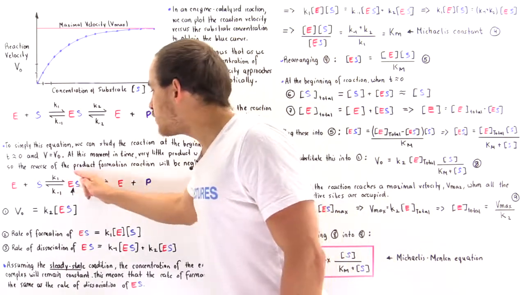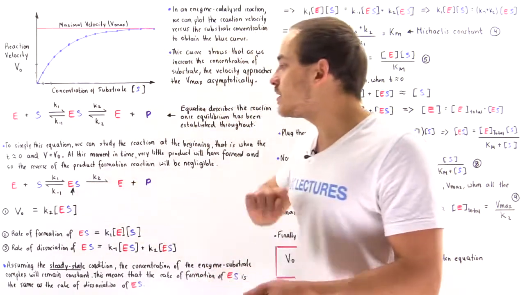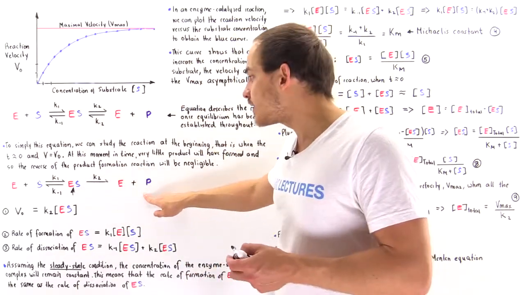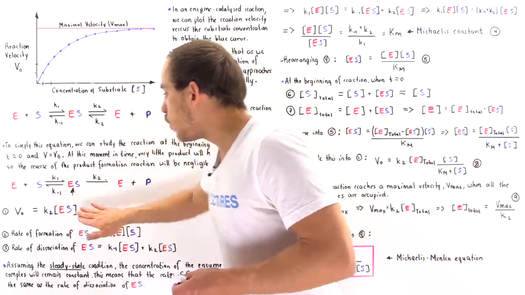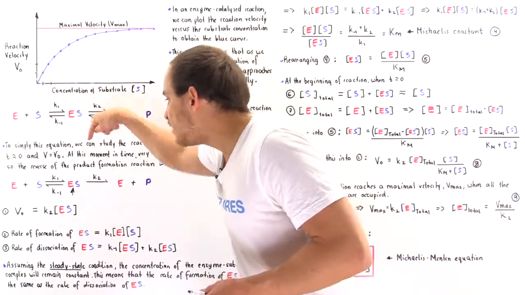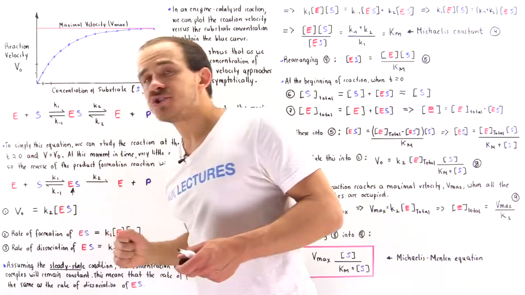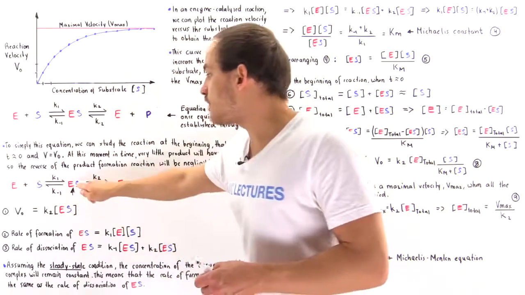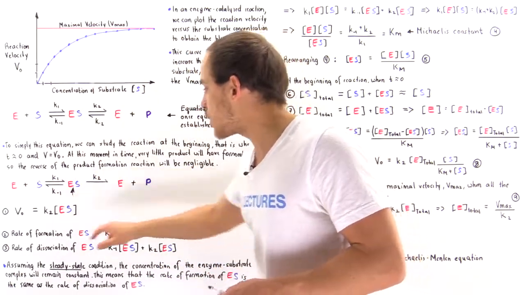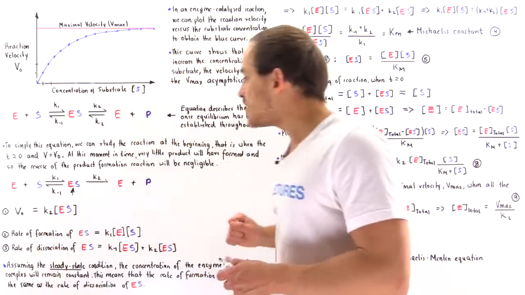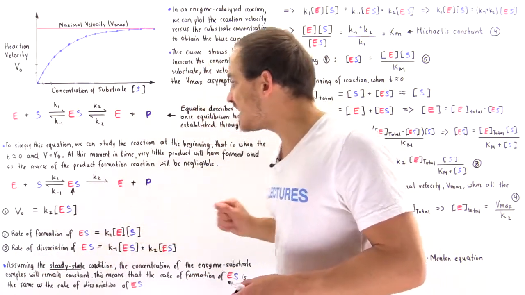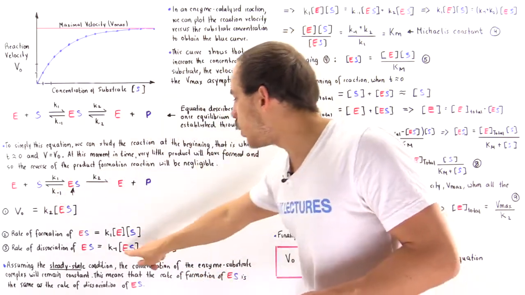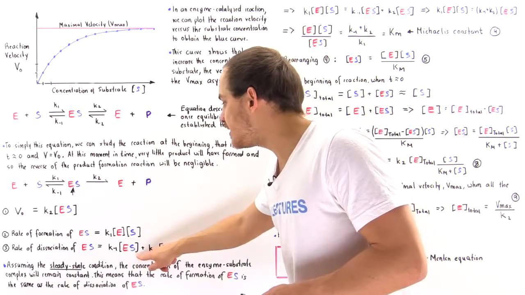Now, once we form the ES, it can basically go in two different ways. It can either go on and form this product, which is equation number 1 that we described here, or it can go back and reform these two reactants. And equation 3 gives us the dissociation of that substrate from that enzyme. So the rate of dissociation of the enzyme substrate complex is equal to the product of the reverse reaction K minus 1 multiplied by this quantity here.